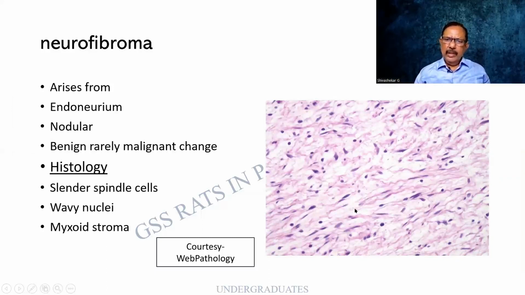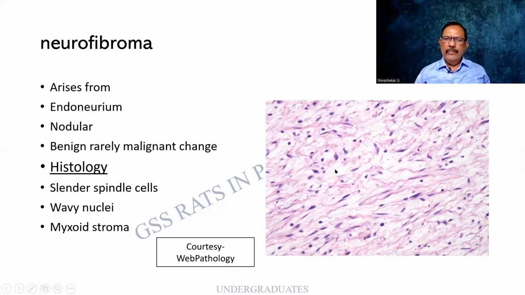Look at this one. It has got a very wavy appearance. Look at this classical, very slender cells. This is the nucleus. Always blue is the nucleus, pink is the cytoplasm. Elongated, slender filaments. Look at this region also. It has got a wavy appearance, courtesy WebPathology. Slender spindle cells, wavy nuclei, myxoid stroma.